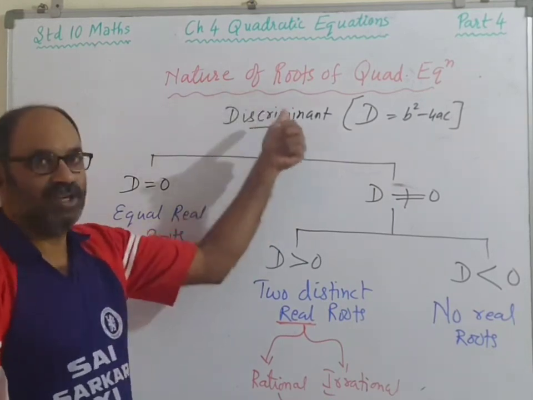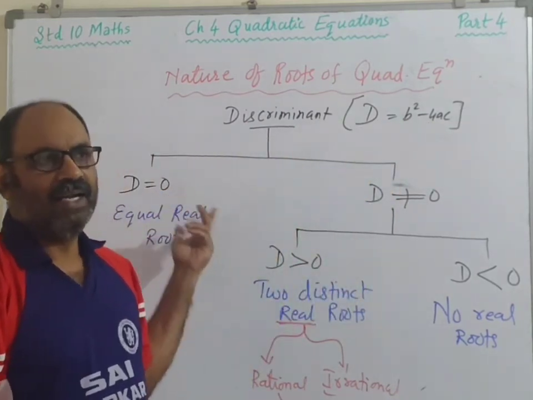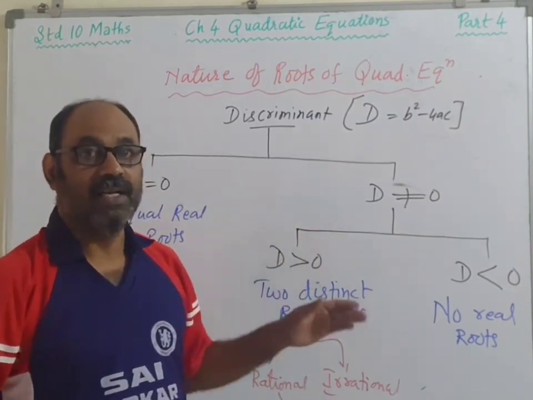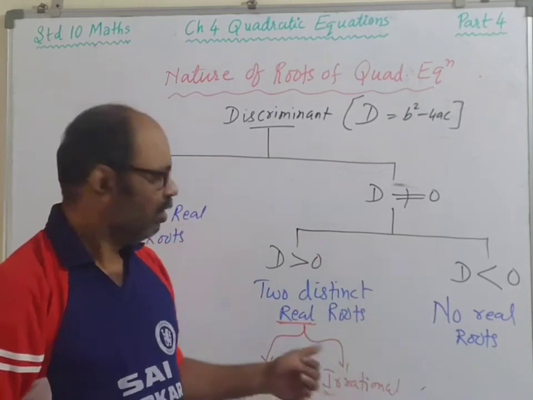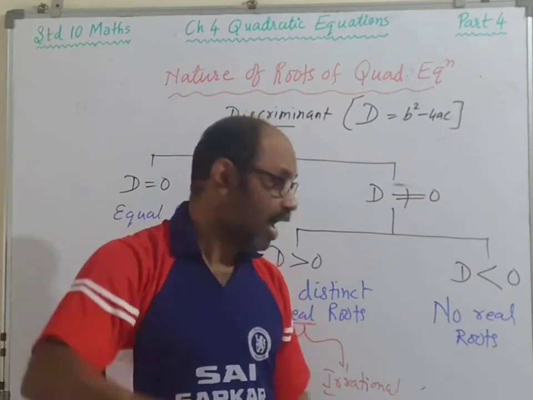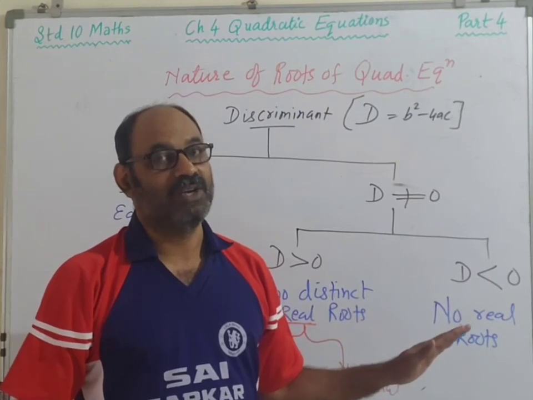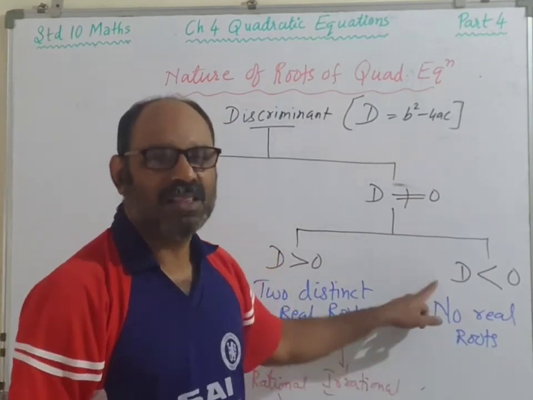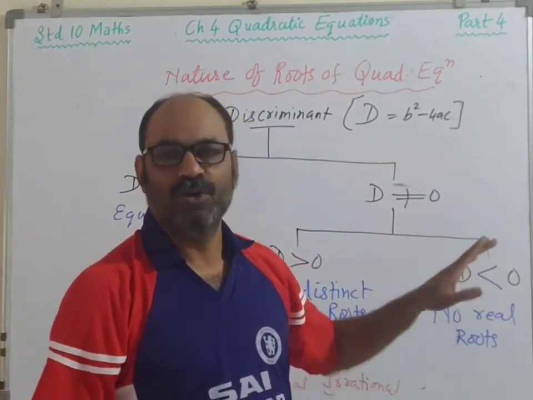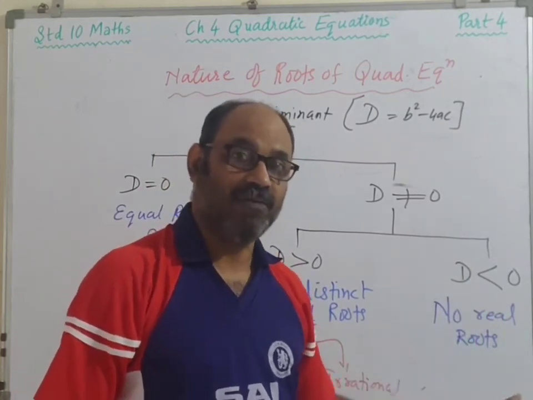So once again I repeat, nature of roots: you just have to find the discriminant. If discriminant is equal to 0, it has two equal real roots. If discriminant is greater than 0, it has two distinct real roots. We'll see when we get rational and irrational. And if the discriminant is negative, less than 0, then that quadratic equation has no real roots, meaning it is not factorizable at all. You cannot factorize at all.